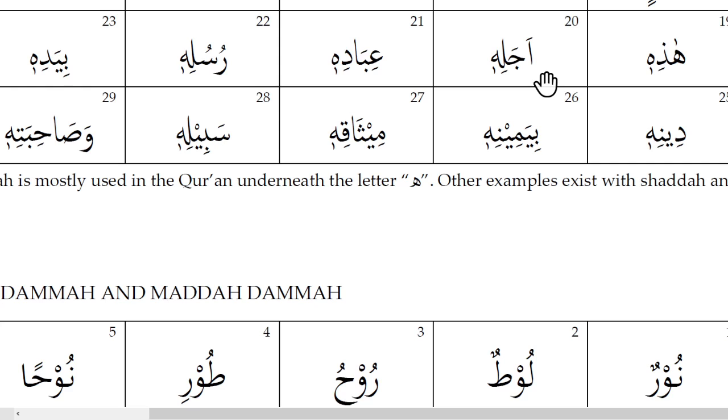Next one, number 20. A, in the beginning, short. Ja, short. Li, short. A, ja, li. And it ends with the long kasra, he. Ajalihi. Again, ajalihi.